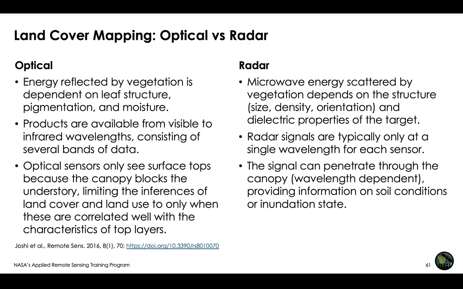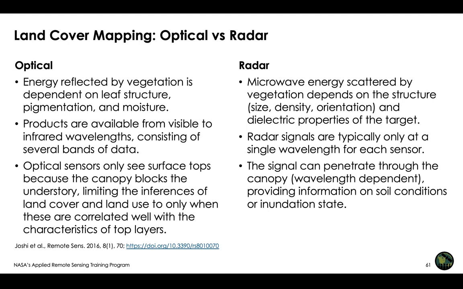With optical data, energy reflected by vegetation is dependent on leaf structure, pigmentation, and moisture. Products are available from visible to infrared wavelengths, consisting of several bands of data. Optical sensors only see surface tops because the canopy blocks the understory, limiting the inferences of land cover and land use to only when these are correlated well with the characteristics of top layers.